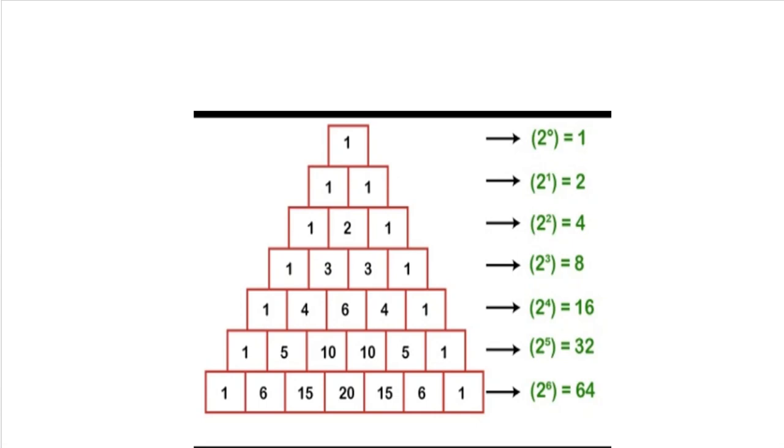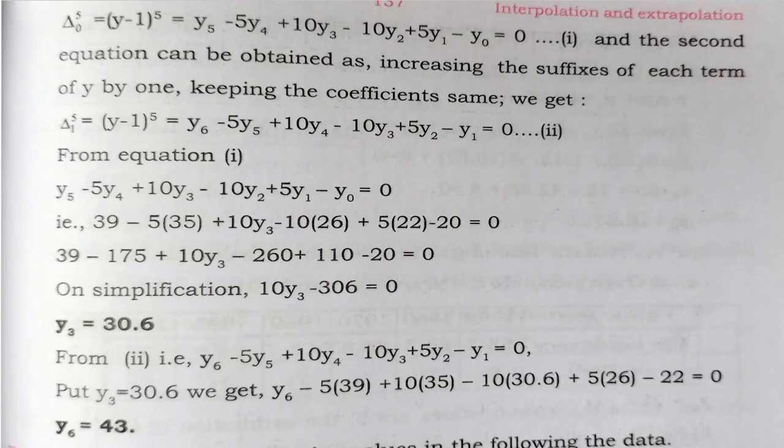How many known values are there? Known values are 5, so it means we consider this expansion, (y minus 1) to the power of 5. What is (y minus 1) to the power of 5? It is y5, y4, y3, y2, y1 and y0.